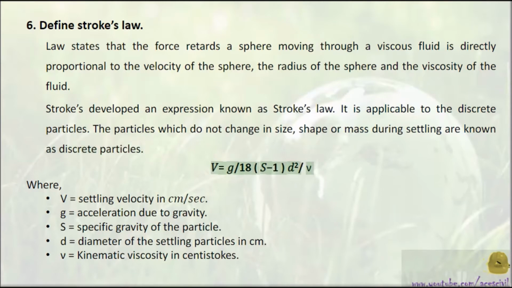v = g(S - 1)d²/18ν, where v equals settling velocity, g equals acceleration due to gravity, S equals specific gravity of the particle, d equals diameter of the settling particles in cm, and ν equals kinematic viscosity in centistokes.